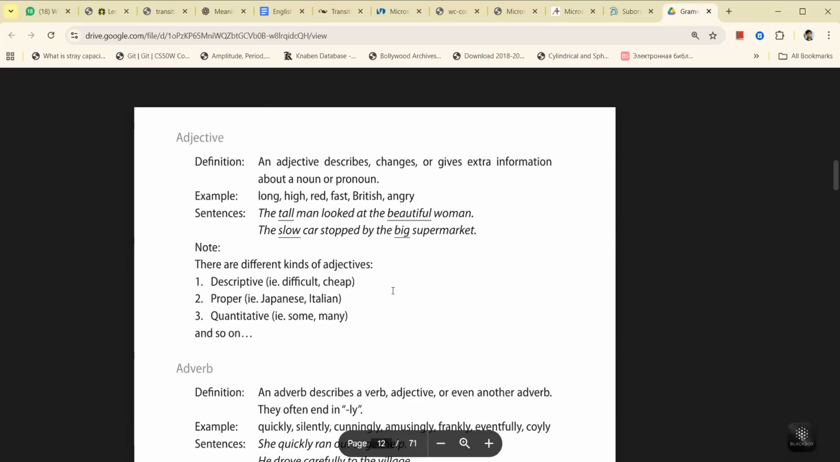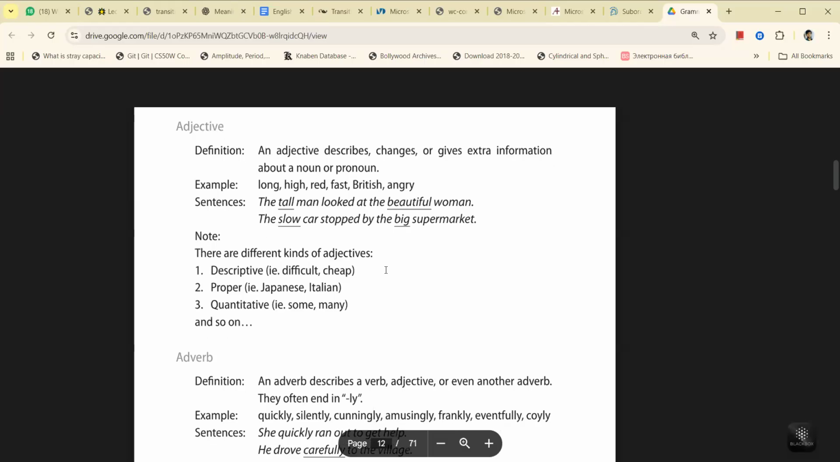Now adjectives. Definition: an adjective describes, changes, or gives extra information about a noun or pronoun. So what will an adjective do? Describe, change, or give extra information. For what? Nouns and pronouns. Examples: long, high, fast, British, angry. These are examples of adjectives.